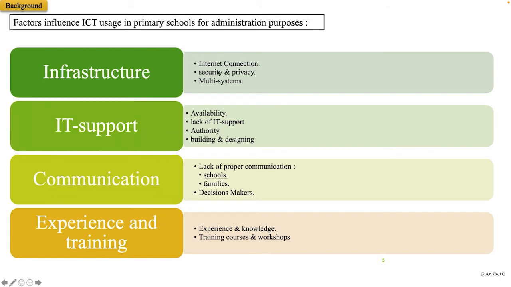For example, the internet connection, the IT support and the availability of the IT support. In communication, a lack of proper communication among the schools, or a lack of proper communication with the decision maker, or with the families or parents who have kids in the primary school. Experience and training is about experience, knowledge, training courses, and workshops.